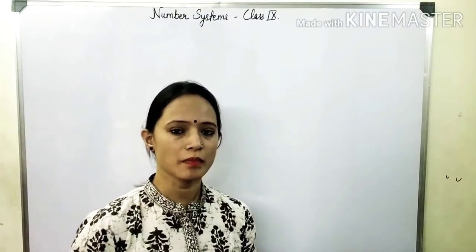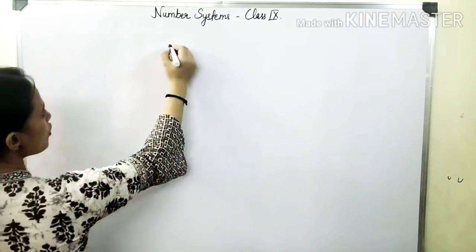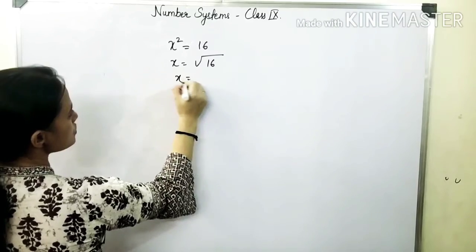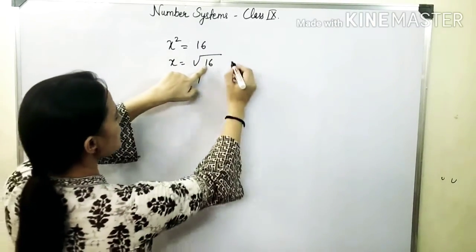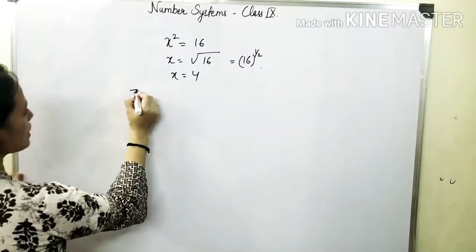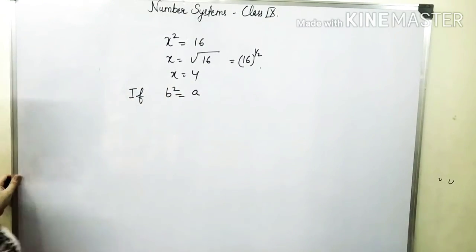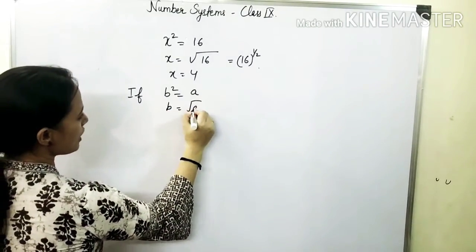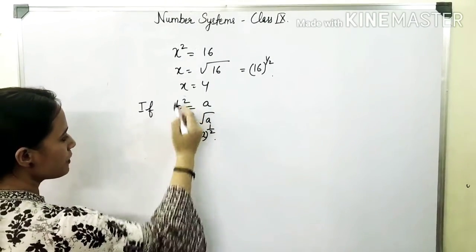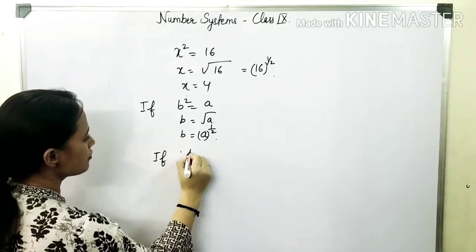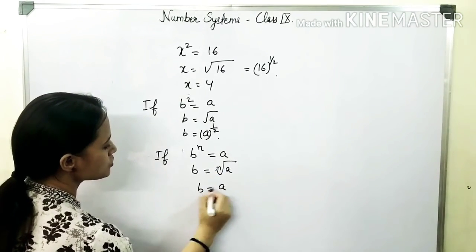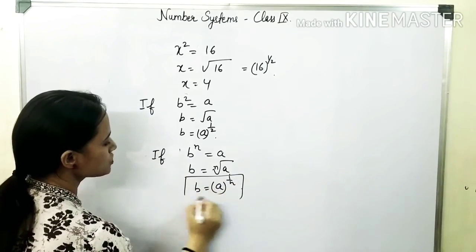In class 8, if you remember, we came across a situation where we were finding the value of x, like x square is equal to 16. So x is equal to square root of 16, so x is equal to 4. This square root can be written as 16 raised to the power 1 by 2. In general, if b square is equal to a, we can write b is equal to square root of a, or a raised to the power 1 by 2. If we take the power of b as any number n, then if b raised to the power n is equal to a, b can be written as the nth root of a, or b is equal to a raised to the power 1 upon n.